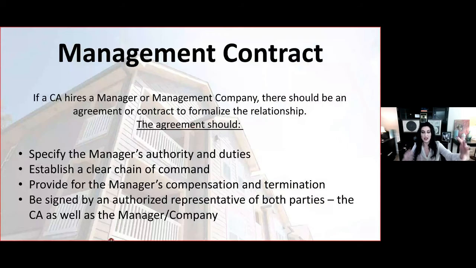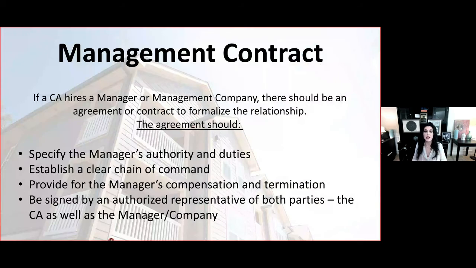So once you're getting to that management contract phase, you have to specify what the authorities and duties of that individual or the agent are going to be. The agent, whether it be the management company or the individual person, okay? Establish a clear chain of command, and provide for the manager's compensation and termination. Oftentimes you see that as the management fee, okay? Or if you do have a dedicated on-site team of people or person, you might see their personnel charges in your operating budget. So make sure that those are clearly defined in the contract as well.